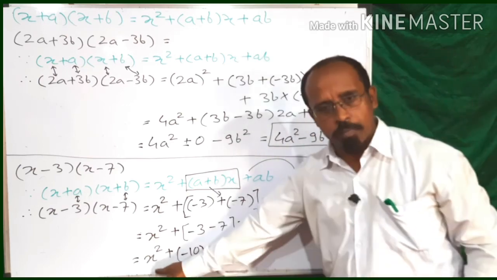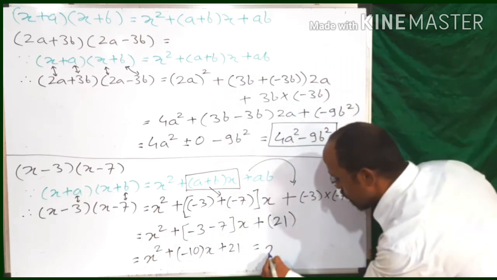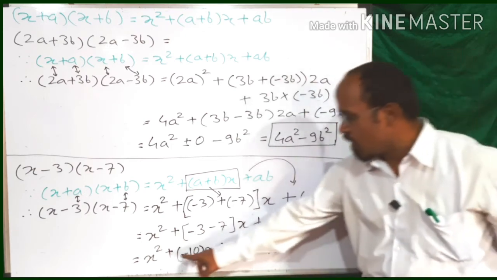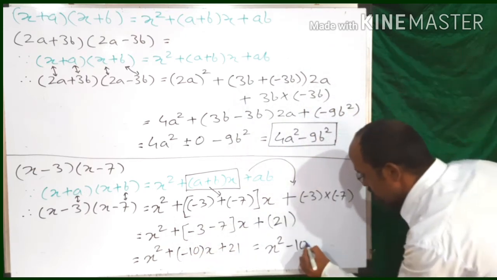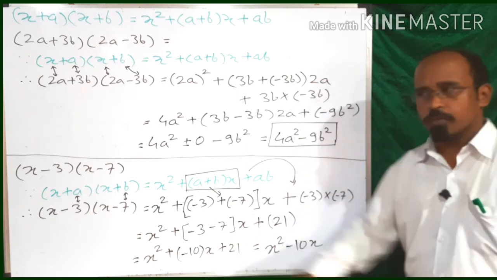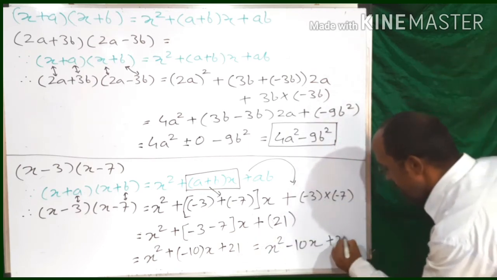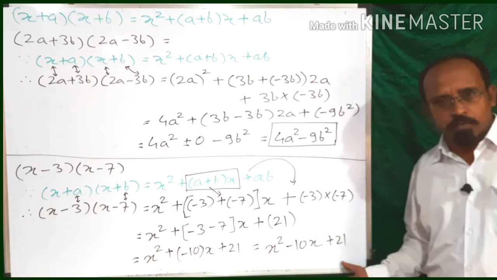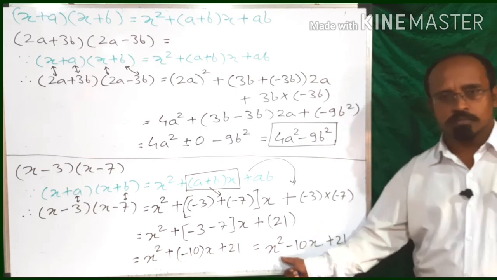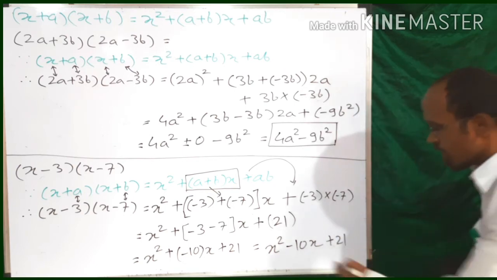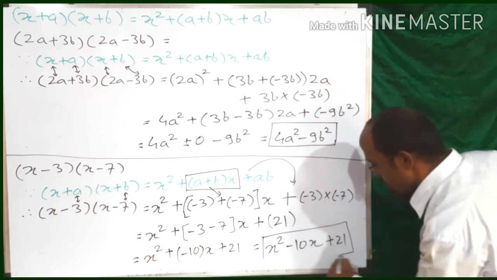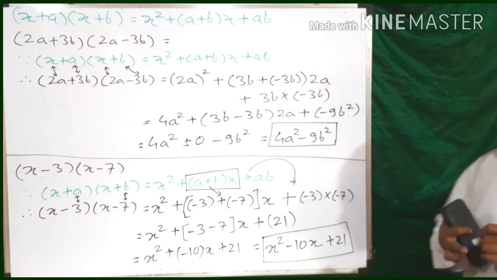Once again, are all brackets removed? No. So first x² as it is, plus minus, so minus 10x plus 21. All brackets are removed and all terms are unlike, so this is our final answer. The final answer is x² − 10x + 21.